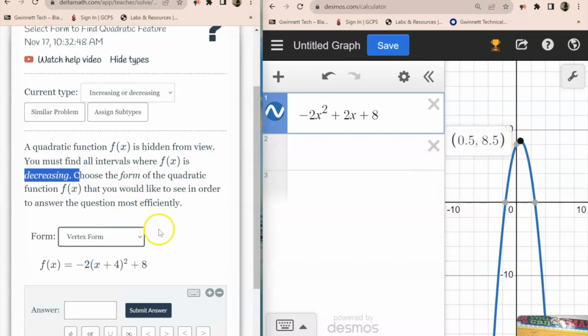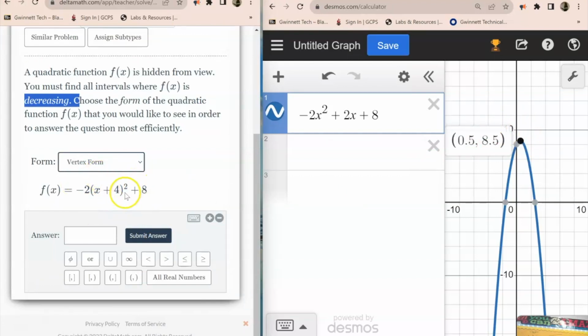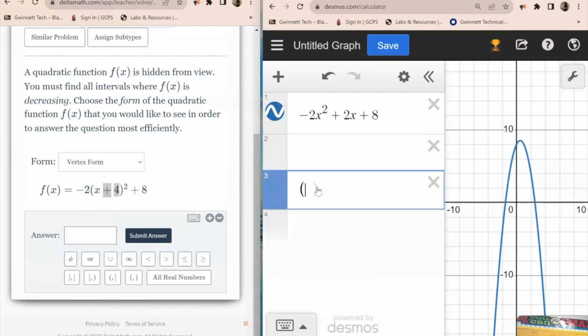So vertex form is going to tell me, okay, I just need to graph whether it's happy or sad, and then I can pull my vertex out to see what it is. So my vertex right here would be the opposite of that, which is (-4, +8), right? And because it's sad, it'll be increasing on the left of that and then decreasing on the right of that. Of what number? Of the x, right?